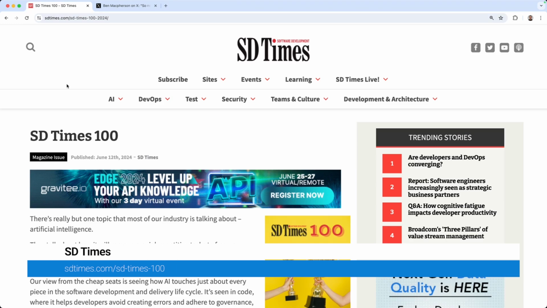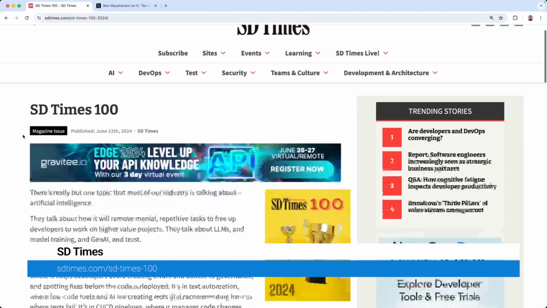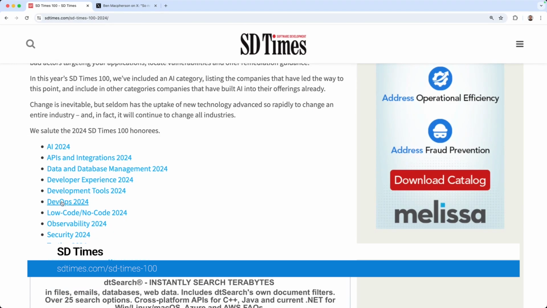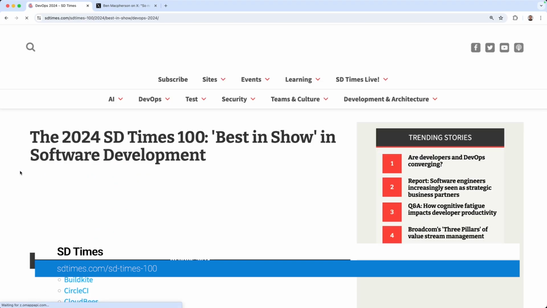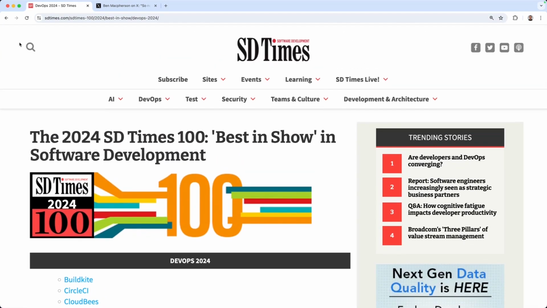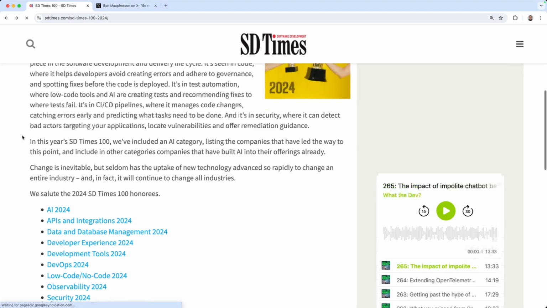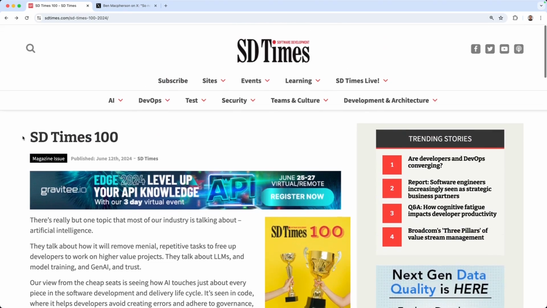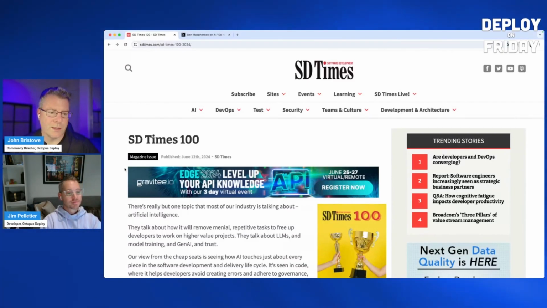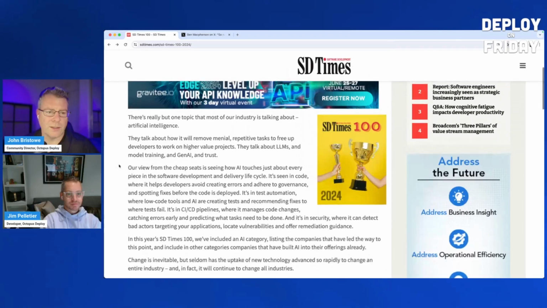The SD Times published its 100. This is basically the honorees, the SD Times 100. We were featured in the DevOps category. If you take a look there, you'll see we're one of a few folks under that DevOps category. This is sort of the best in show from the SD Times, a very reputable e-zine, online source. Feel free to check it out there if you're at all interested in some other products.